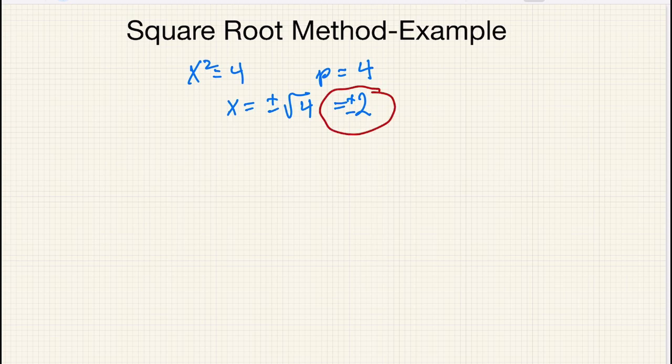So now let's just check that out. Let's do a quick check. We know that minus 2 quantity squared, does that equal 4? And it sure does, because minus 2 squared is 4. And then 2 squared, does that equal 4? And sure enough, it does.